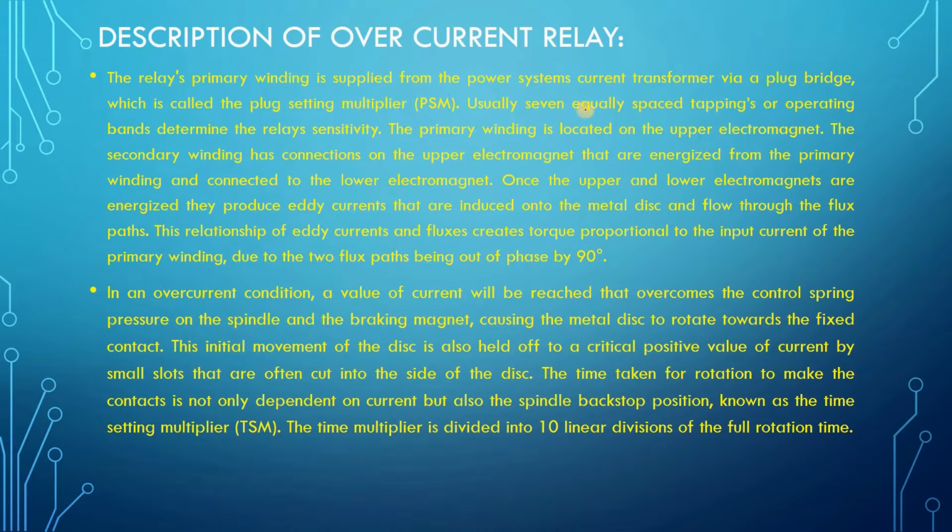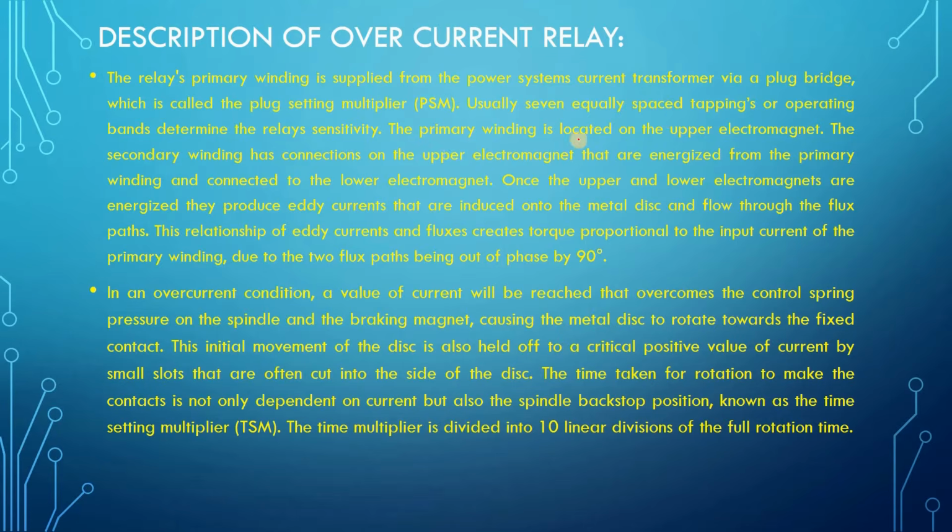It is usually written as 7 equally spaced tappings. These tappings are nothing but the plug bridge. These 7 equally spaced tappings, or operating bands, determine the relay sensitivity. That means the relay's current sensitivity, how sensitive it is to how much current. Right? Relay sensitive to 2 ampere of current or 3 ampere of current. That is determined by which tappings we have used.